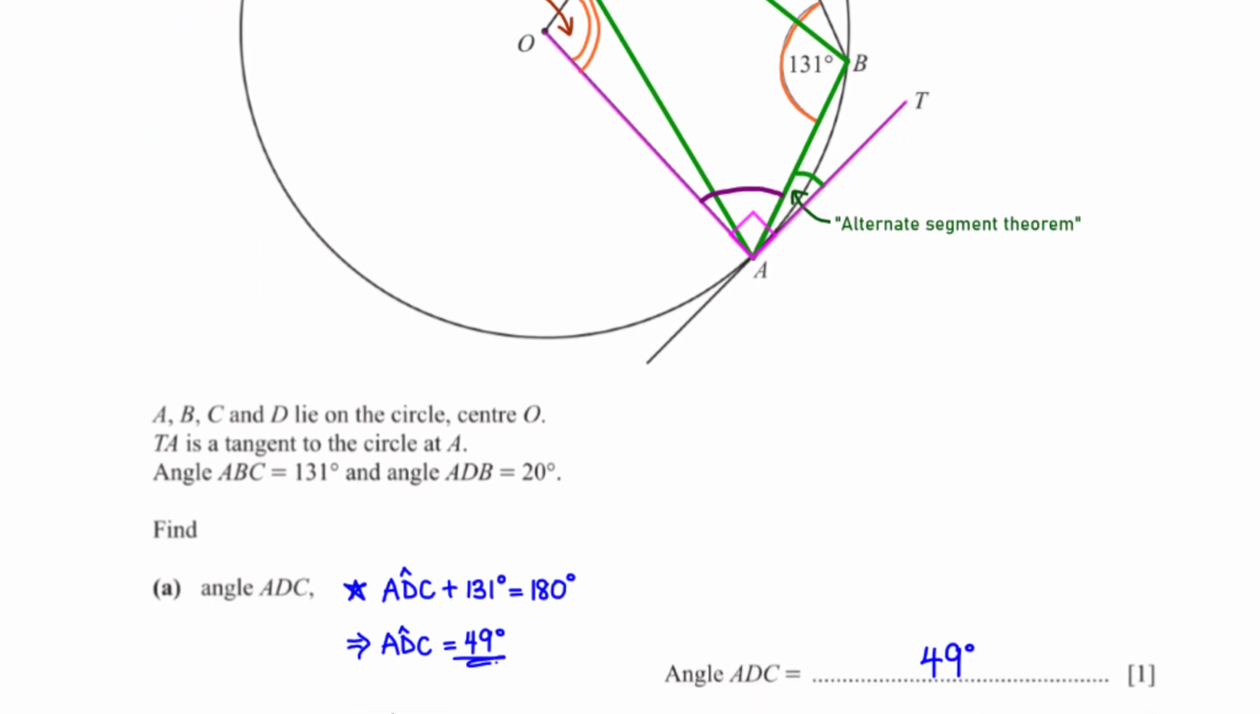A, B, C, and D lie on the circle center O. TA is a tangent to the circle at A. Angle ABC equals 131 degrees and angle ADB equals 20 degrees. Find angle ADC.